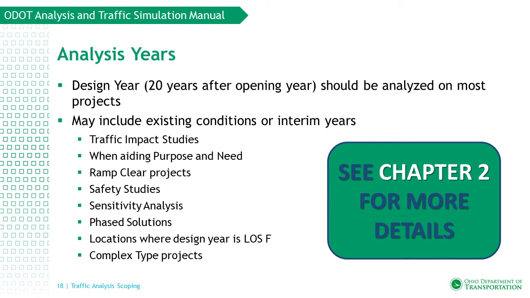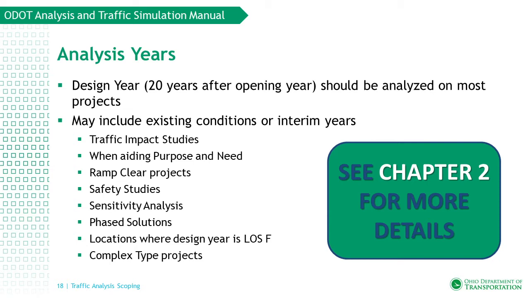Corridor and feasibility studies, where the existing conditions are useful for determining the purpose and need of the project and gaining stakeholder public buy-in for the analysis. Ramp clear projects that are trying to address existing congestion with simple, low-cost countermeasures and are not addressing long-term issues. Safety studies that typically just focus on the existing traffic volumes. Sensitivity analysis where the analyst is trying to determine what year different improvements will be needed. Phase solutions where only part of the improvement is being constructed initially.